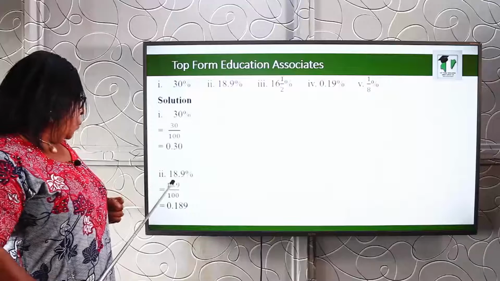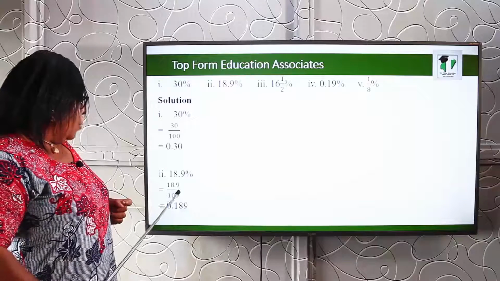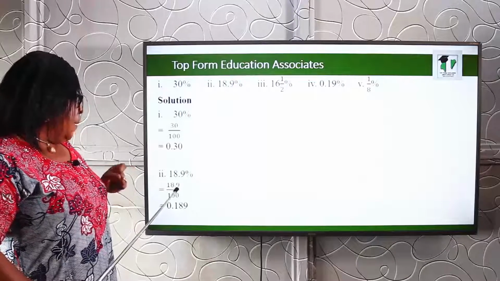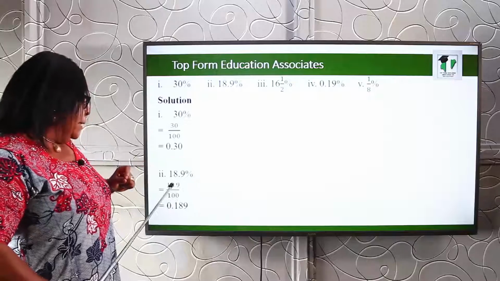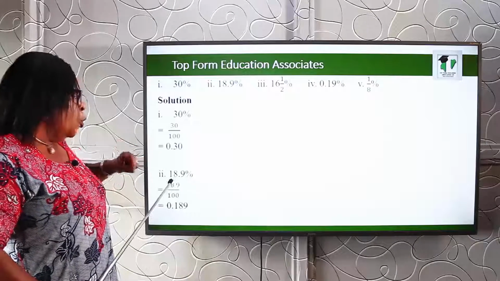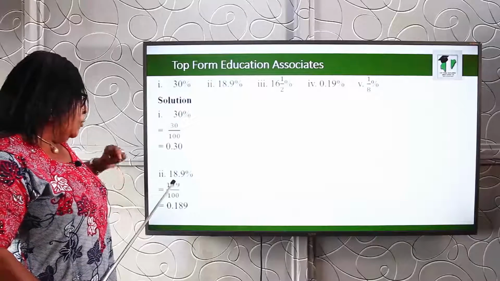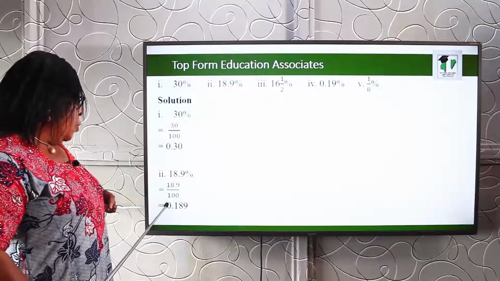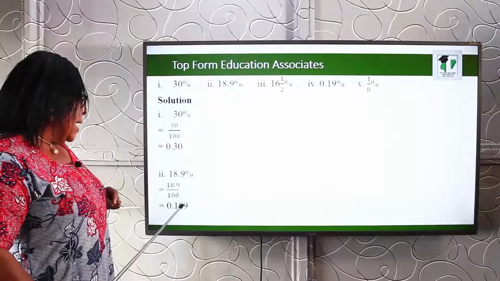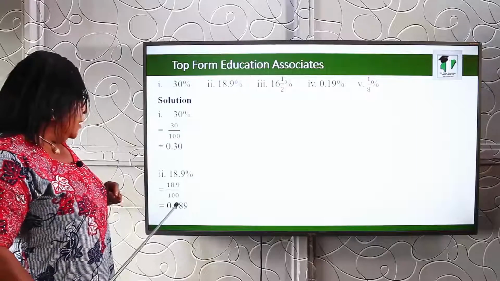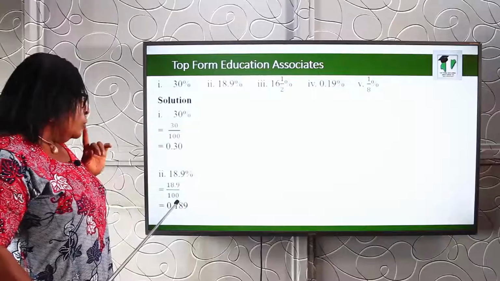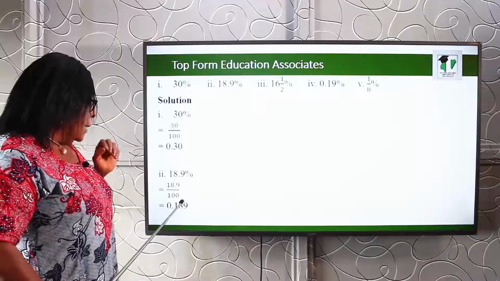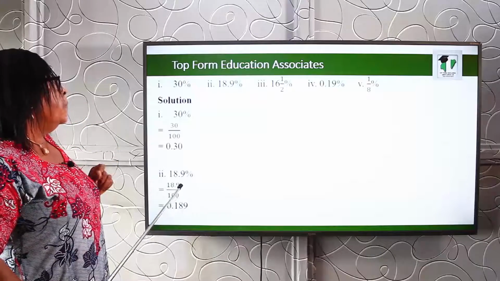Example 2. 18.9%. That will mean 18.9 over 100. Remember that we are dividing by 100, so we move the decimal point 2 places to the left, 1 and 2, giving us 0.189. You read it digit by digit.